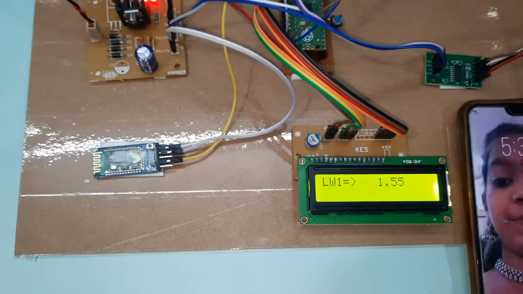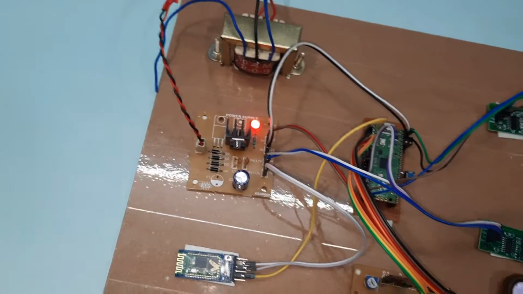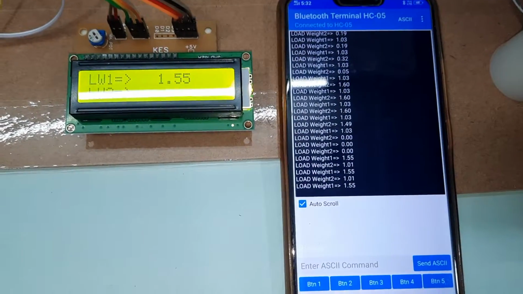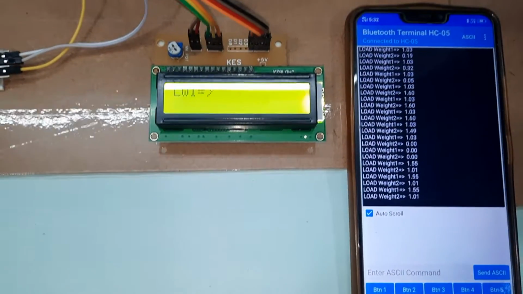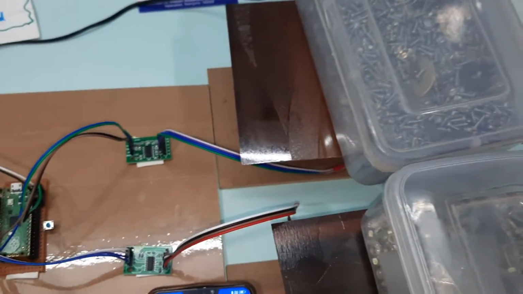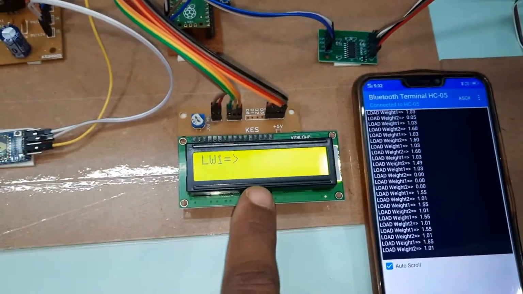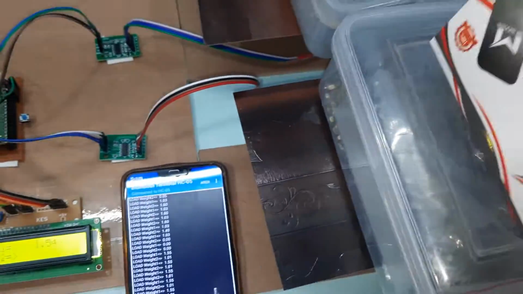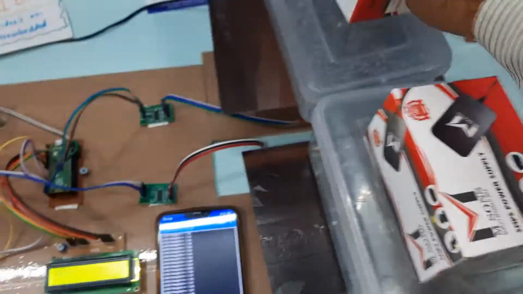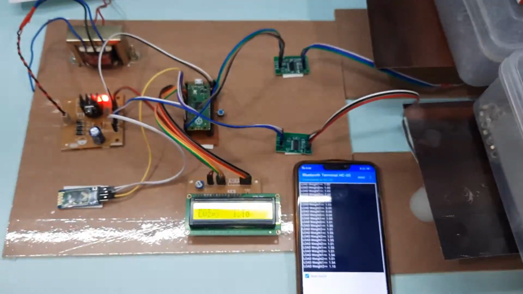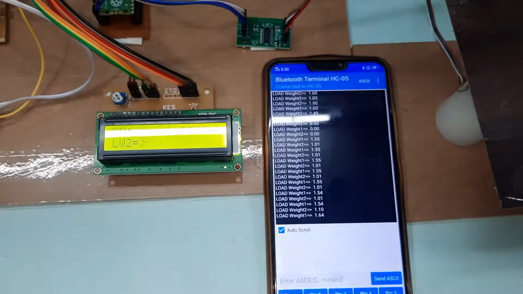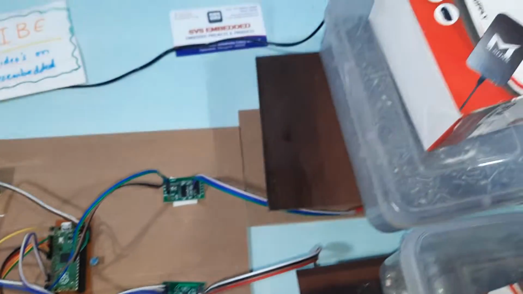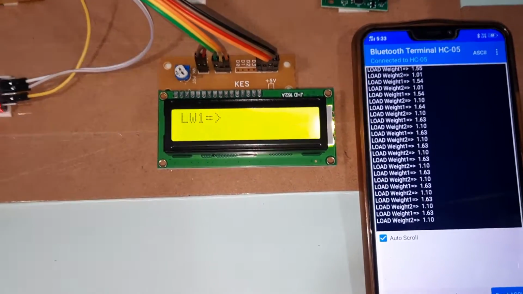Okay, now it has come. 1.6 kg, 1.6, 0.5 plus or minus, and this is 1.01. So now I am adding extra. Now I added 100 grams and 100 grams, and we are getting the data.